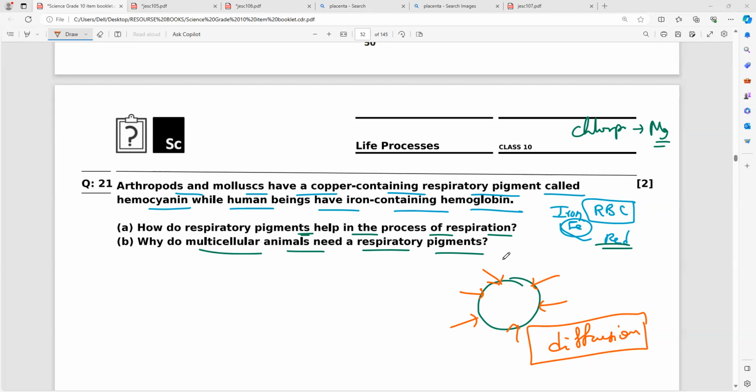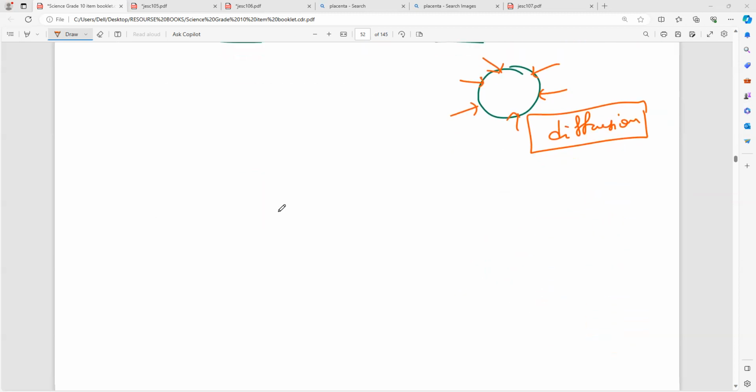When the body size is large, diffusion alone is not sufficient to transport the oxygen. So we need special pigments which will carry the oxygen much faster to all parts of the body from the respiratory organs. What is the respiratory organ in humans, everyone? Lungs. So from the lungs, it is carried to the entire body. That is the reason we need it. So this is what it is all about.